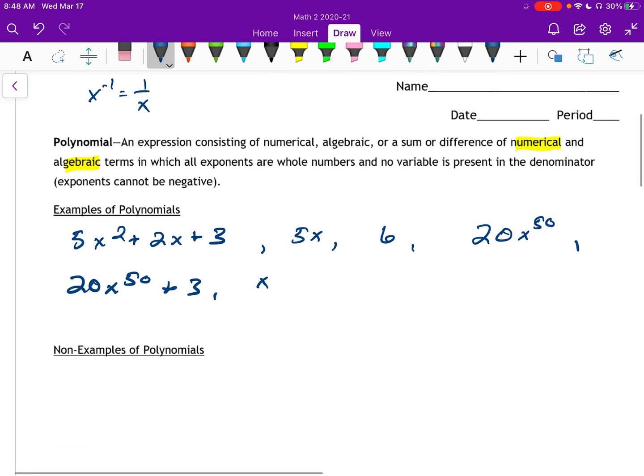So before, you guys have graphed y equals x. So from here we can say that y equals x is a polynomial. It's a simple polynomial, but it is a polynomial.